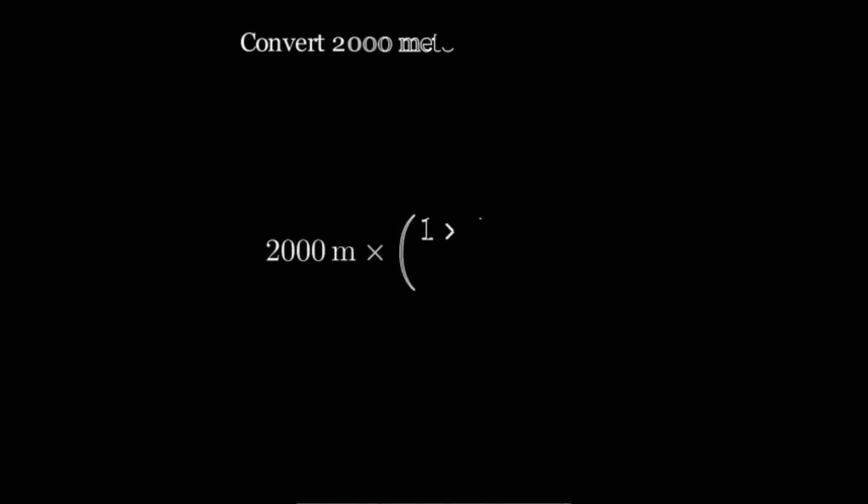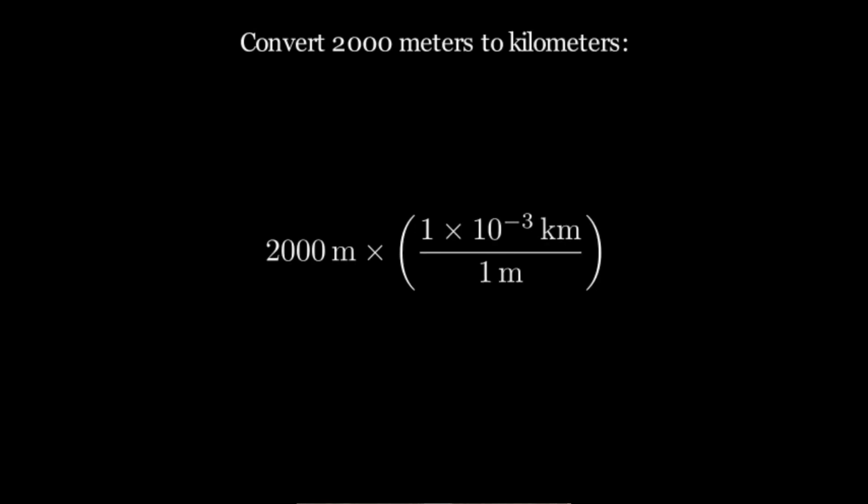There are 10^-3 kilometers in 1 meter. So we use this conversion factor. Convert 2,000 meters to kilometers. The answer is 2 kilometers.